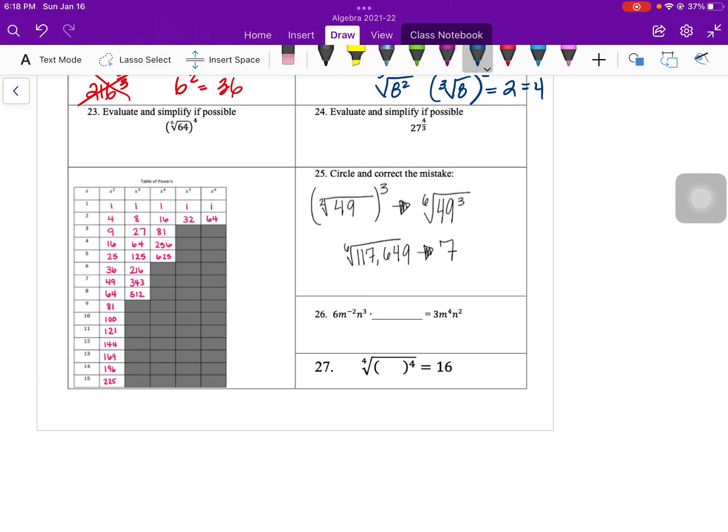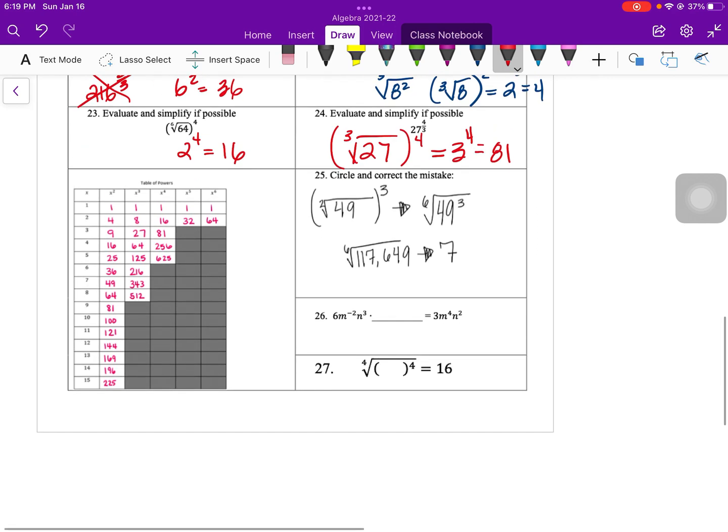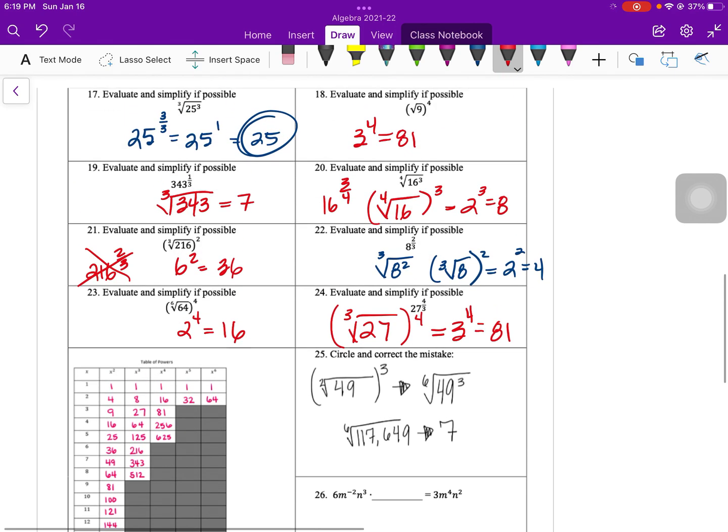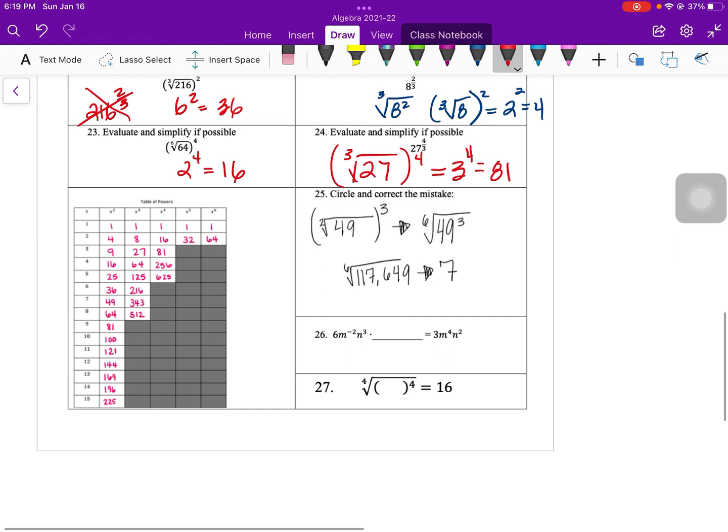The 6th root of 64 using my table is 2. And then 2 to the 4th power is 16. 27 to the 4/3. 27 is my base. I'm finding the cubed root of that and raising it to the fourth power. The cubed root of 27 is 3, and 3 to the fourth power is 81. Okay, and again, I'm doing all of this using that table in the lower left-hand corner. I'm not using a calculator at all.